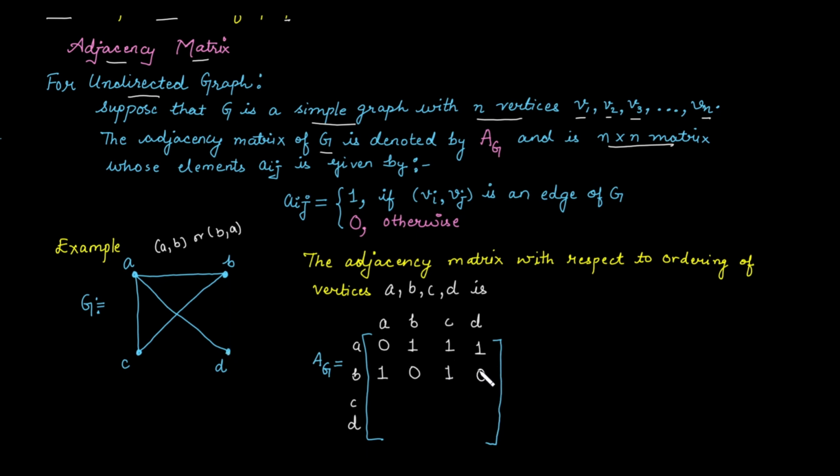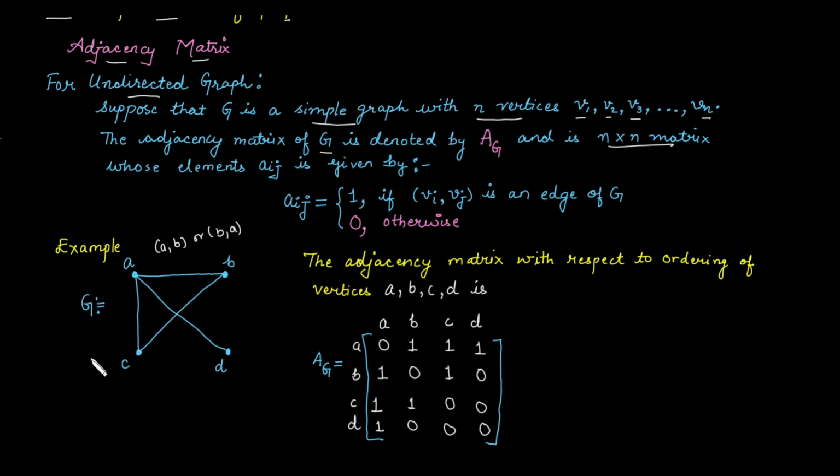No. Edge between C and A? Yes. Edge between C and B? Yes. Edge between C and C? No. Edge between C and D? No. Edge between D and A? Yes. Edge between D and B? No. Edge between D and C? No. Edge between D and D? No. So this is the adjacency matrix for this undirected graph.